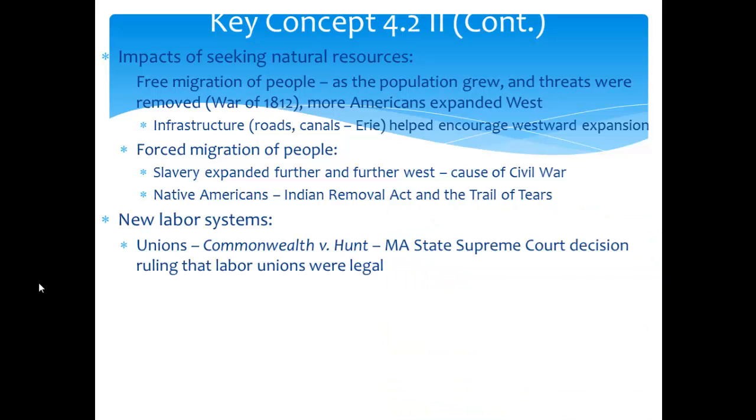New labor systems emerged. We have unions beginning to develop, and the Massachusetts State Supreme Court case, Commonwealth versus Hunt, in this, the state Supreme Court ruled that labor unions were legal. So this is really the beginning of unions, and they'll become more common and more influential in later years, especially post-Civil War. So we'll finish up with Key Concept 4.2, Roman numeral 3.